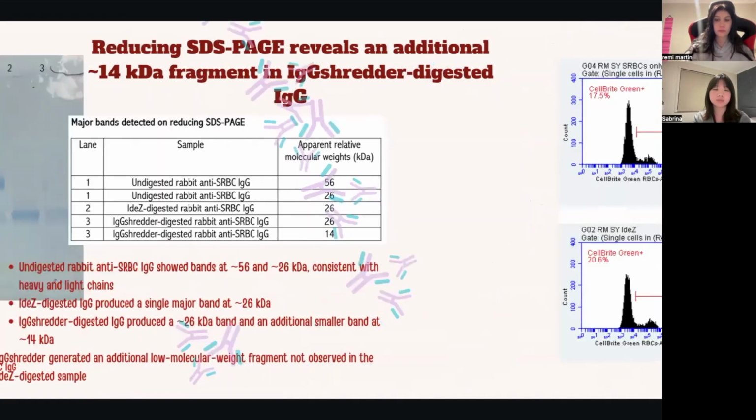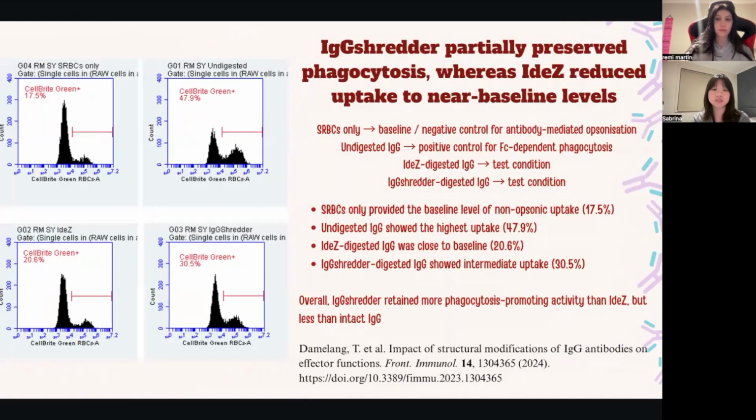and did not behave like the IDZ digest. Finally, we assessed Fc-dependent function using a phagocytosis assay with fluorescently labeled ship red blood cells and RAW macrophages. In this experiment, the ship red blood cell only sample acted as the negative control and gave 17.5% bright green positive RAW cells, representing the baseline uptake without antibody opsonization.